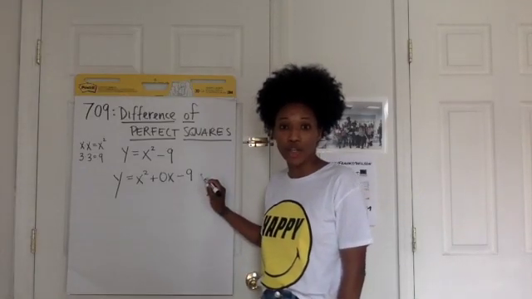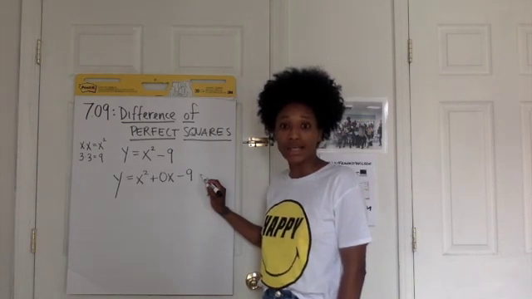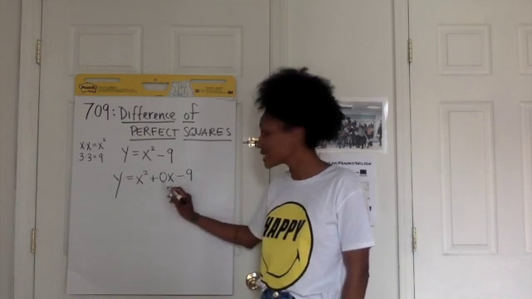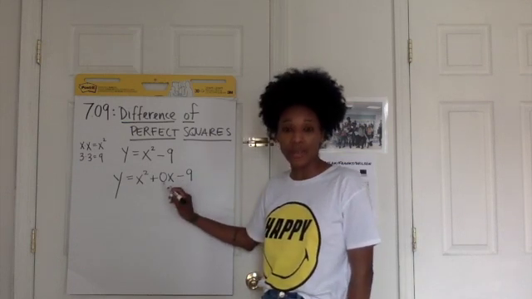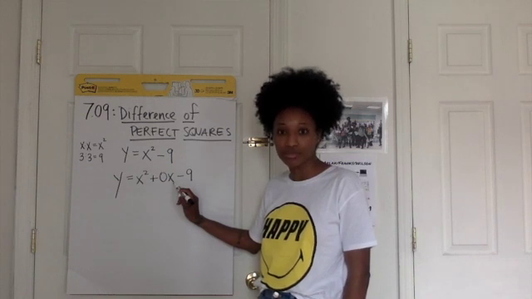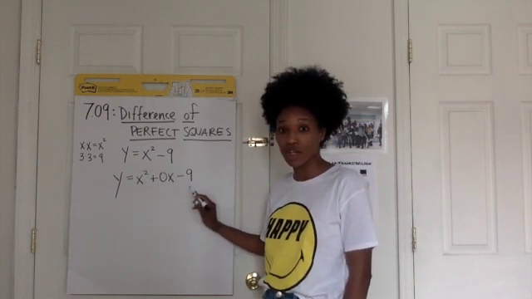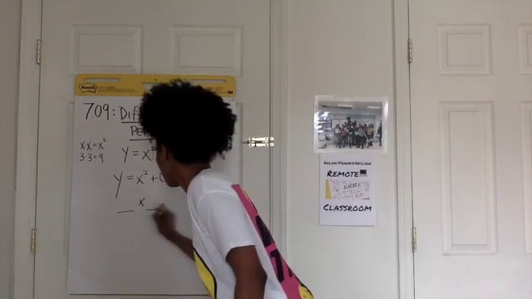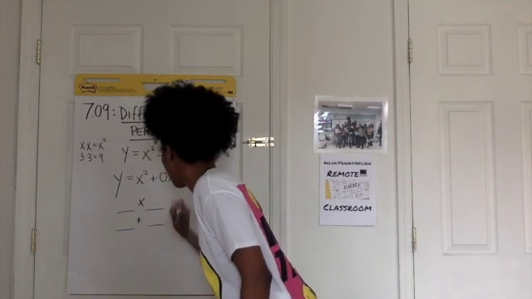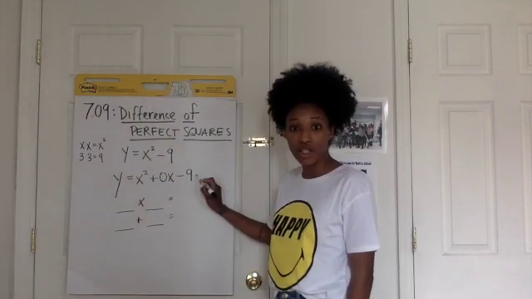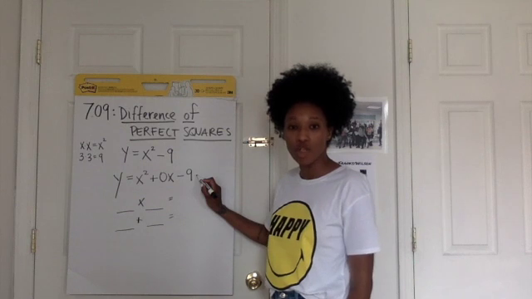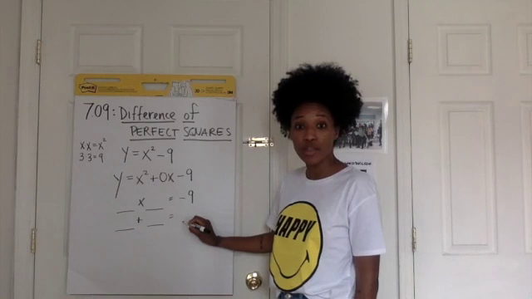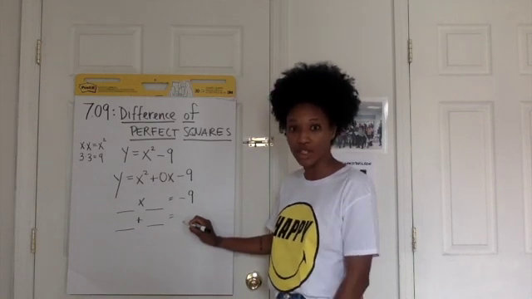Here, I've written my binomial as a trinomial, y equals x squared plus 0x minus 9. I'm using a 0 for my b term because 0 times x is 0. Now that I have my trinomial, I can set up my fill in the blanks. Looking at my C term, I need to think of two numbers that multiply to negative 9. And those numbers need to add to 0, my B term.